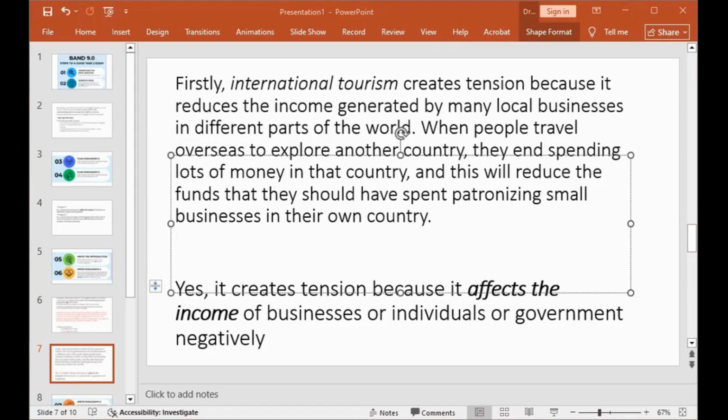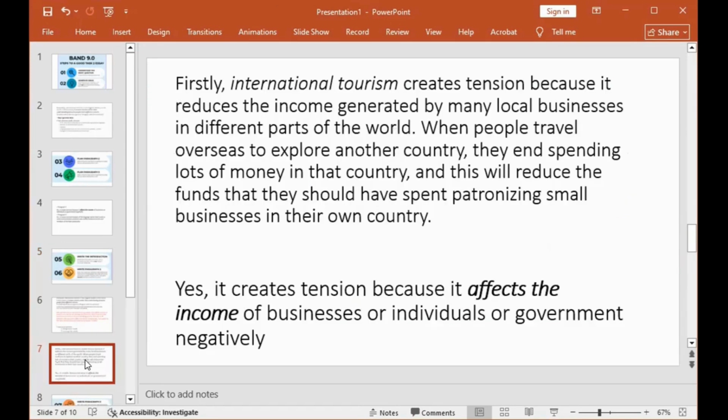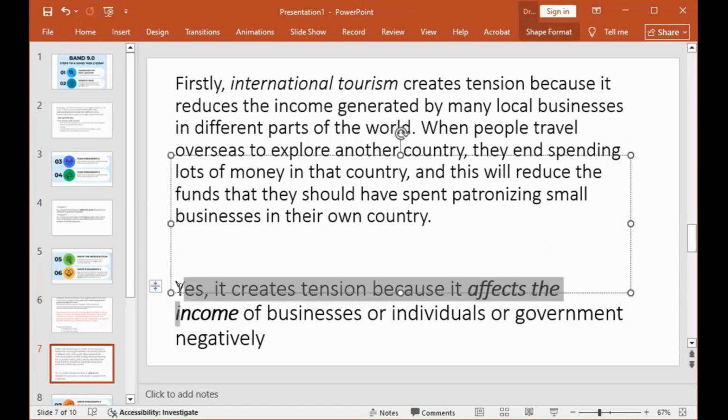So you get the gist. I've presented my topic sentence, presented my first point, and then I've explained. Now we can give a relevant example. So when it comes to giving examples, let me write out the idea of example.